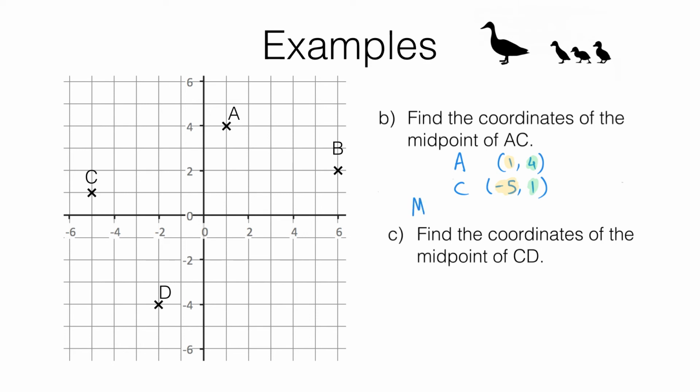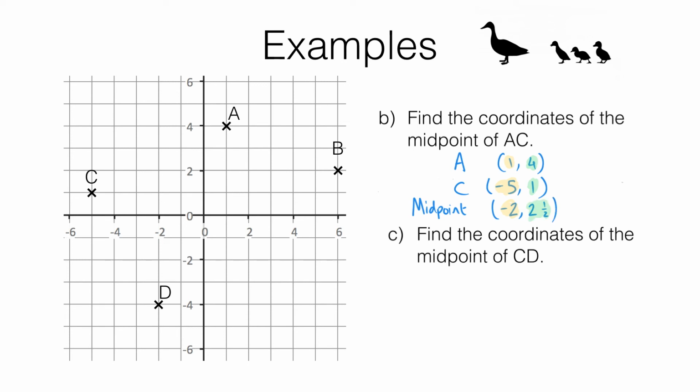Here's what you should find. The midpoint will have an x coordinate that is 1 plus -5, all divided by 2. 1 plus -5 is -4. Dividing that by 2 gives us -2. That is the mean of 1 and -5. It's halfway in between those. And the y coordinate will be 4 plus 1, all divided by 2. 4 plus 1 is 5. Dividing 5 by 2 gives us 2.5.